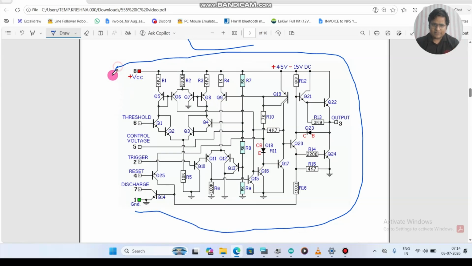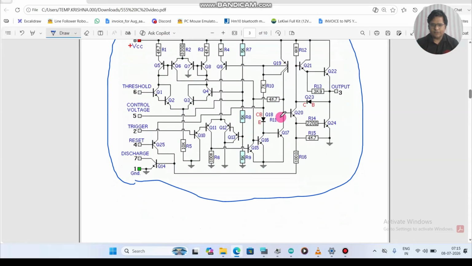ICs are made of silicon, and inside the 555 IC there are 25 transistors, around 10 resistors, and 2 diodes. This is the internal structure of a 555 IC. All these things are compact in a small silicon chip. That's why we say IC. Whenever you hear the term IC, understand one thing, guys: there are multiple components embedded into a small chip, right?